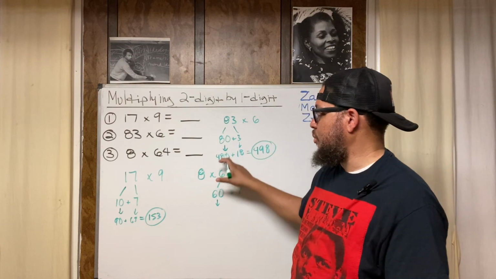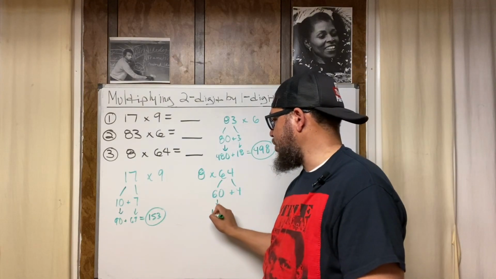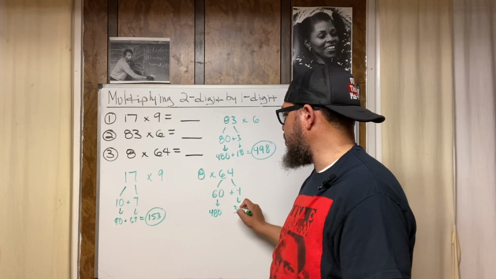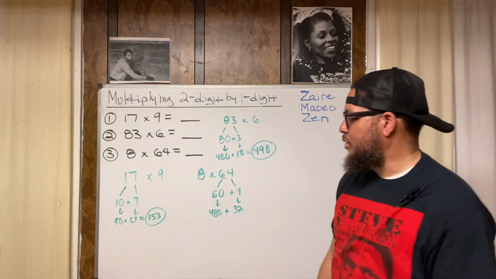All right. So now 8 times 60 is 8 times 6, which is 48. Just like 6 times 8 was 48, 8 times 6 is also 48, right? Then attach the 0, 480. What's 8 times 4? 32. Add them up. What's 480 plus 32?